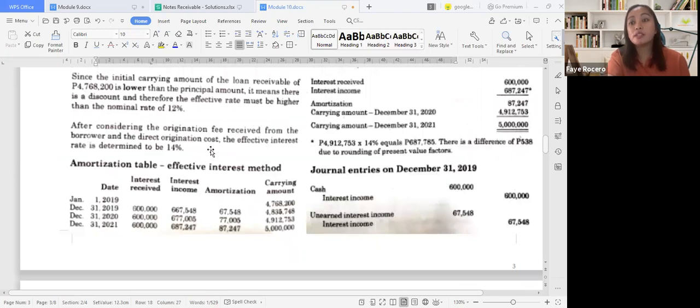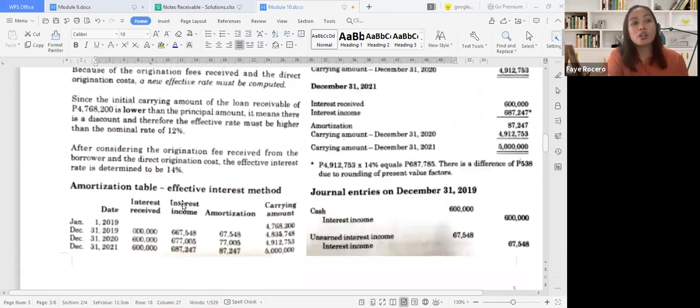And then once you have the effective rate, then you can prepare the amortization table, similar to the table that we've been using. Or similar siya sa notes receivable, it's just that we are accounting for amortization. This one is actually pertaining to the unearned interest income as well. Okay, so what is this amortization table? How do we compute for this one?